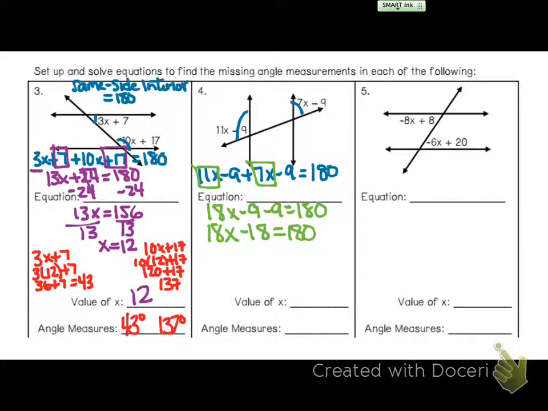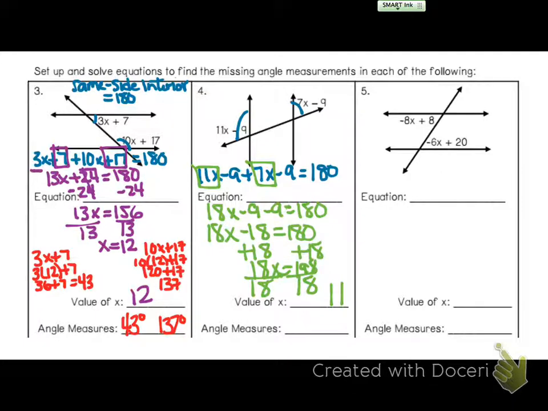Now I have to add 18 to both sides. So 18x equals 180 plus 18, which gives me 198. Now you bring the x and the 18 down. We're going to divide 198 by 18. Did everybody get 11? Yes. It would be great if everybody was using their calculator at the same time so you can see how you're getting these numbers.